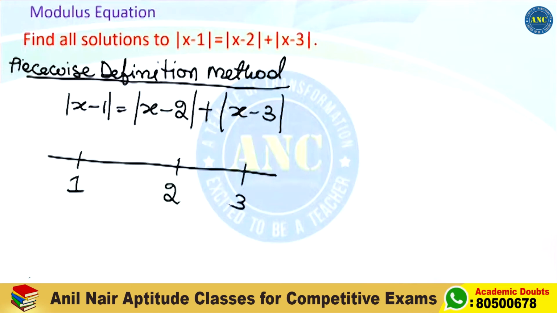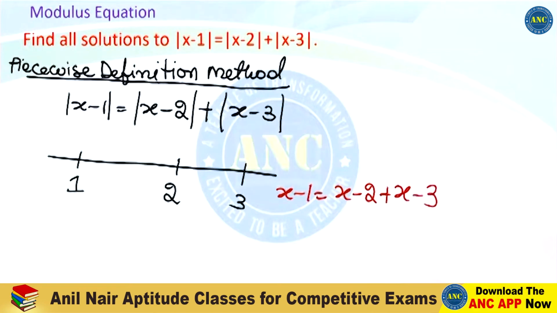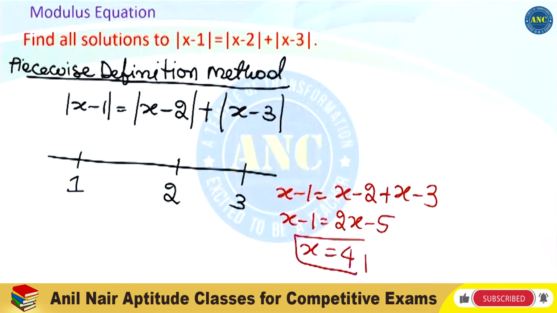So let me solve it very easily. First, x greater than 3. Take 4: 4 minus 1, 3, positive, all are positive. So x - 1 = (x - 2) + (x - 3), so x - 1 = 2x - 5, x = 4. x greater than 3, so it is valid.